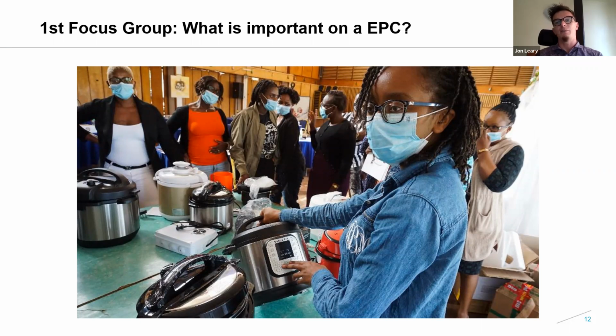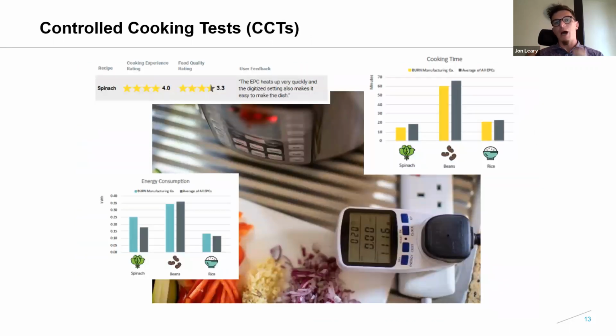Next slide, please. After the initial focus group, each of the participants in the testing took home each model of electric pressure cooker that was entered into the competition. The super users did a set of what we call controlled cooking tests.